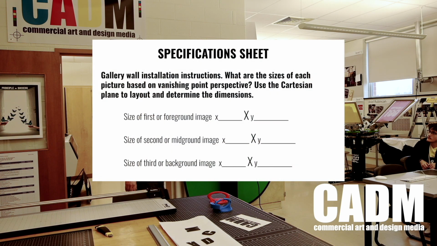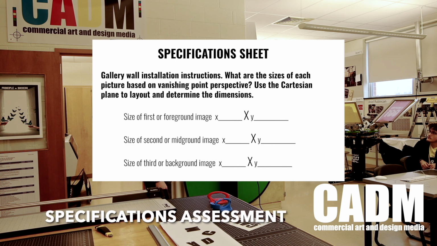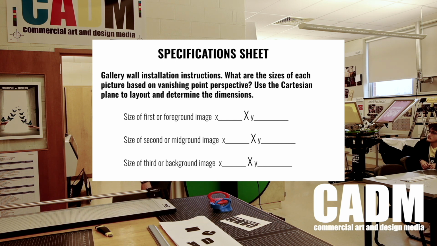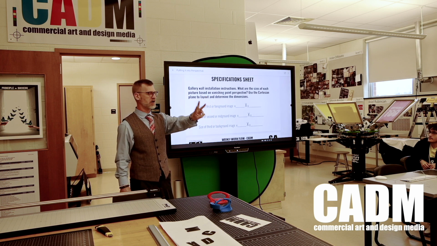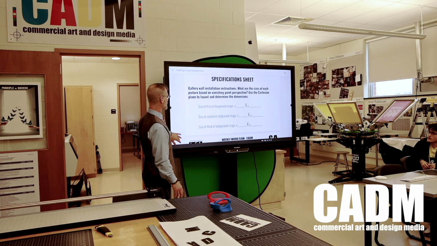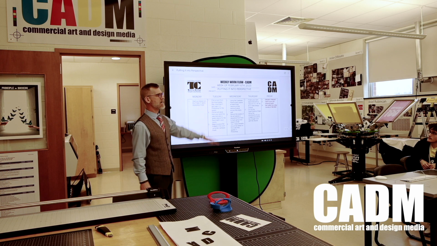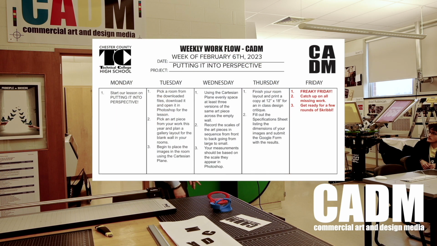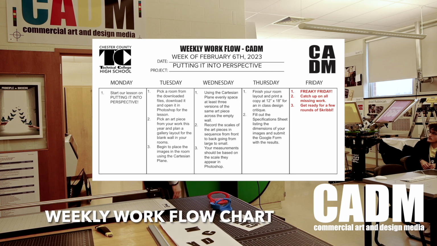Here is your specifications sheet. All you're doing is starting from the foreground, recording the original size of the image, and you will then record the size of the middle image, midground image, and then the background image. 3 pieces required. You can do more. That's on you. As always, our workflow chart. So you are tracking and making sure you're following this assignment accurately.